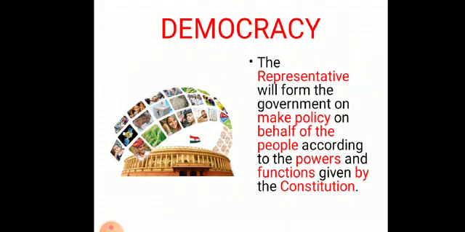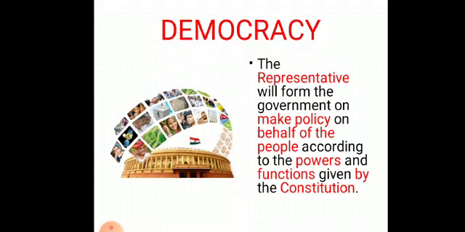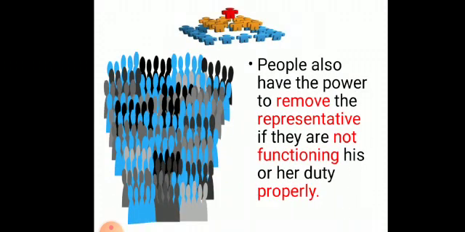The selected representative will form the government and make the policies and programs on behalf of the people according to the powers and functions given by the Constitution. People also have the power to remove the representative if they are not functioning or administrating the government properly. I hope you all understood what is meant by democracy.